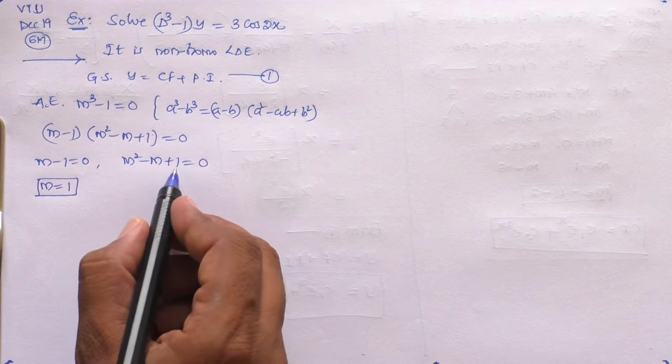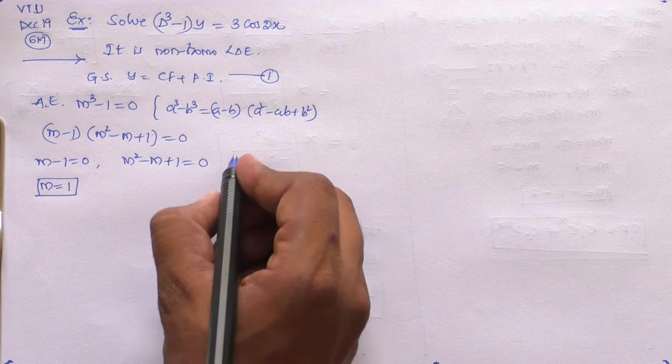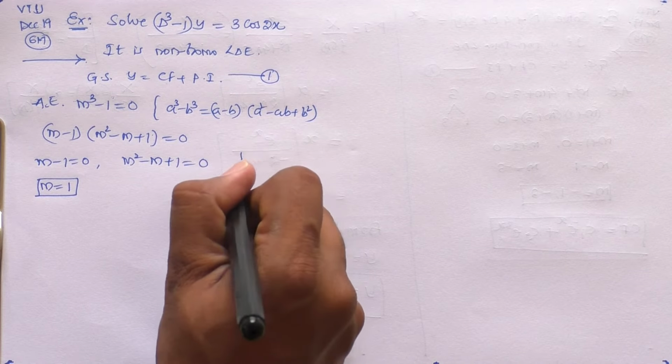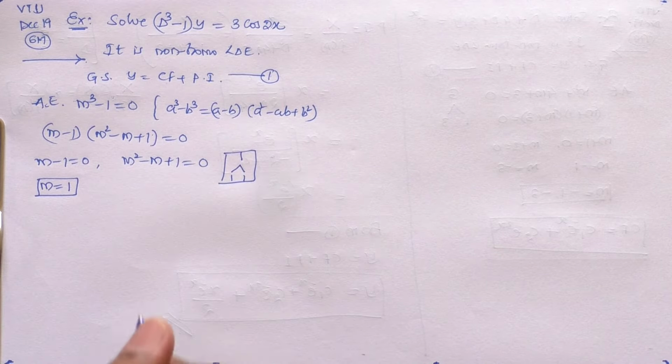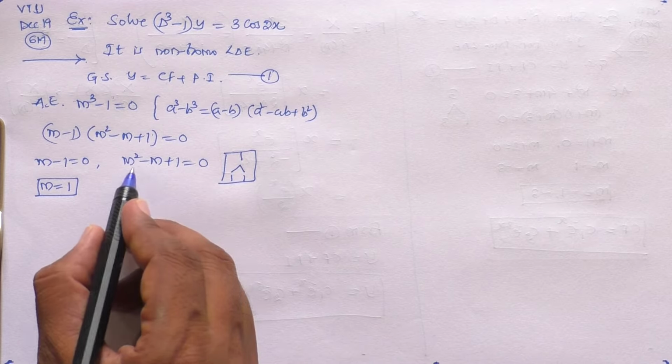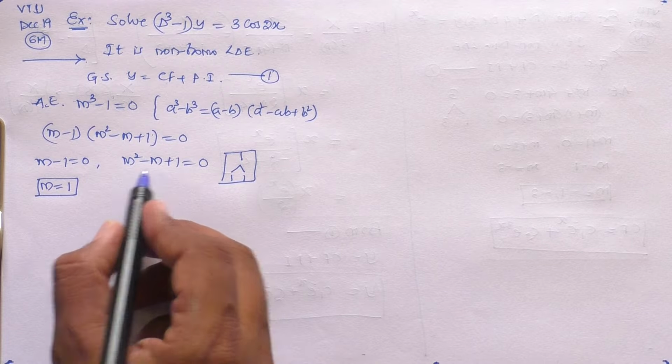Now we need to factorize this quadratic equation, so we need to solve this one. Here 1 into 1 is 1, but when you add it will be 2, which is not there. So factorization is not possible for this problem. So then you can go for Sridhar's formula.